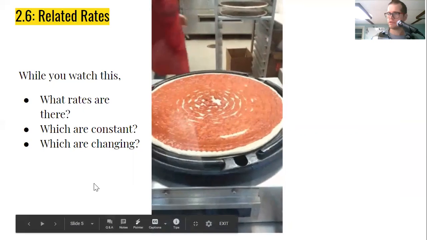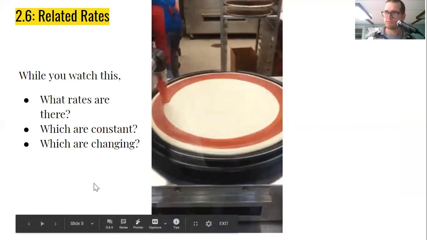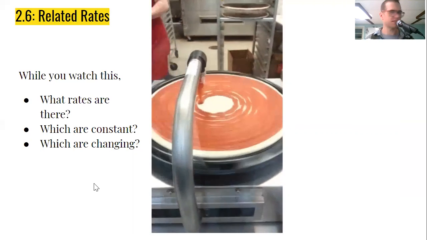All right. So here's another one. There's some more rates going on. What different rates can you see here?